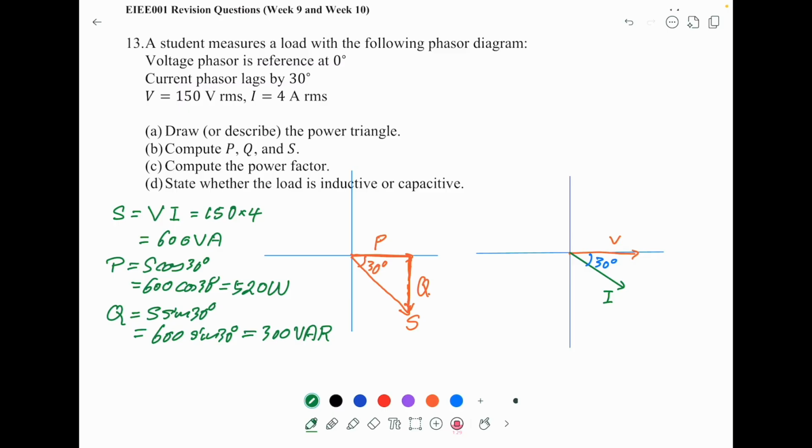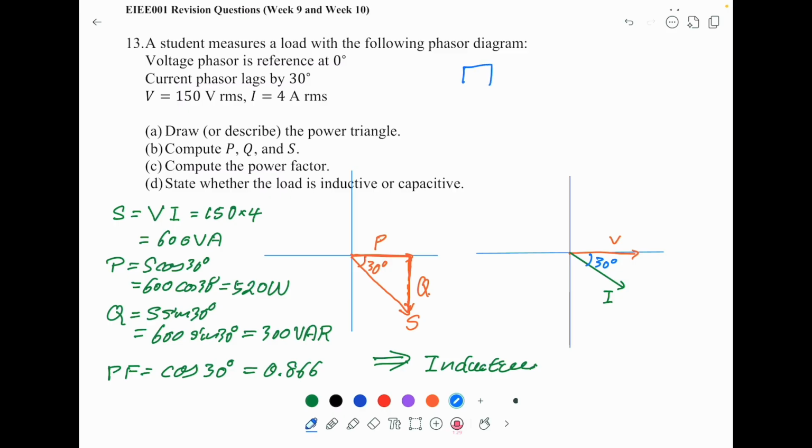The power factor PF is equal to cosine 30 degrees. So it is equal to 0.866, and it is lagging. Now from this diagram and from what we learned before, it's very clear that this phasor or this power diagram represents that the load is inductive. So this is a typical characteristic.